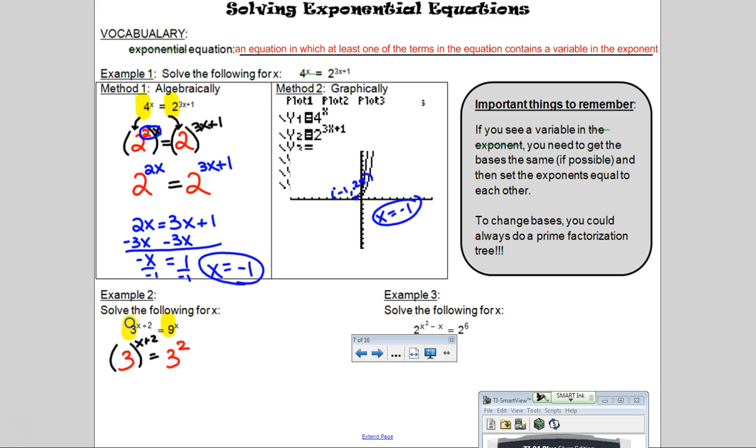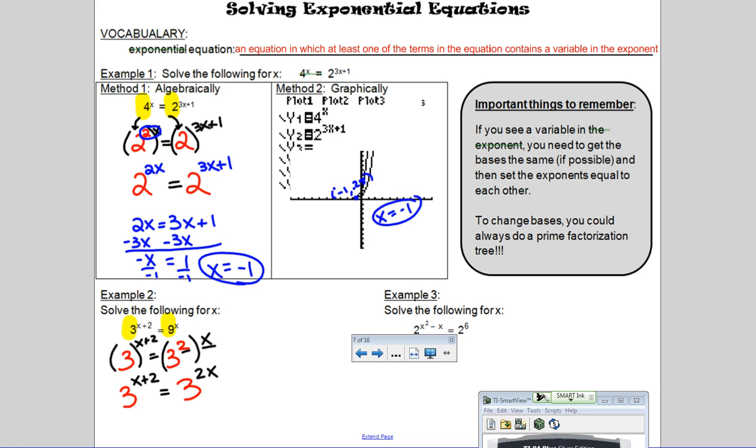I keep the original powers where they were. All I did was change the base. Power to power, I keep the base and I multiply the powers. Well, this power is going to stay x plus 2. And then over here, these two powers get multiplied together and make 2x.